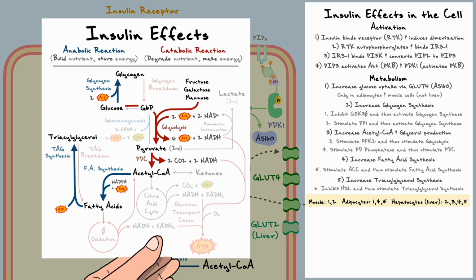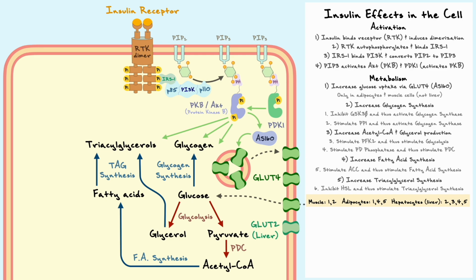If we consider this diagram that we have been working with since the start of this discussion, the net effect of insulin looks a little bit like this. All the nutrients get shunted towards anabolism. Now, unfortunately, insulin is not that simple.